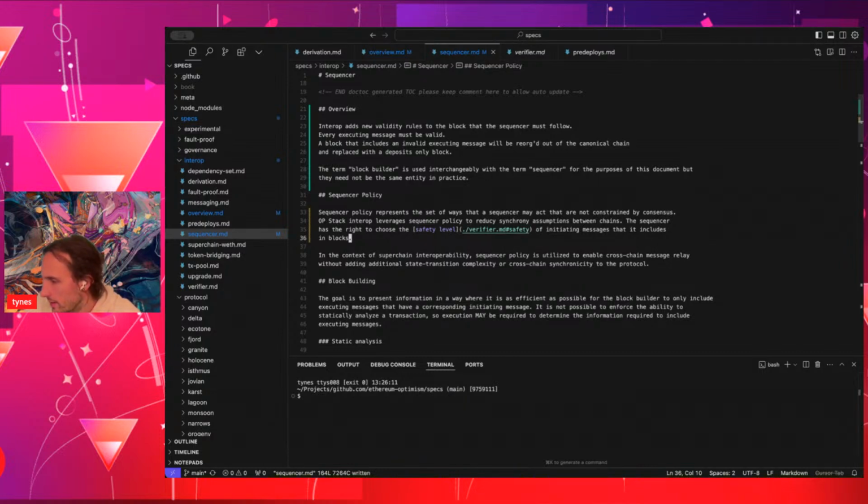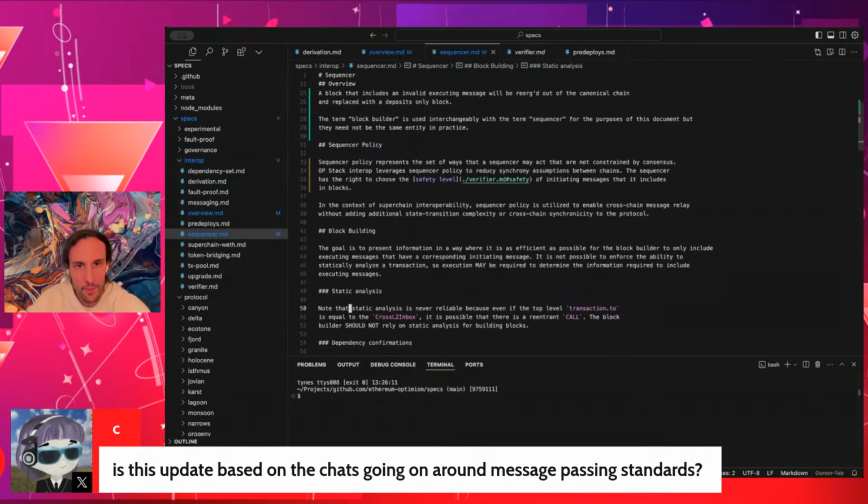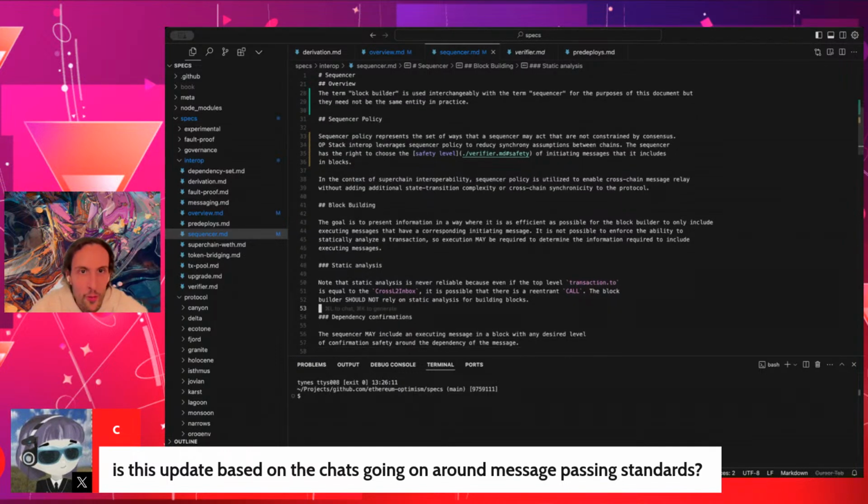Is this update based on the chats going on around message passing standards? Yeah, good question. I think so. I mean, the specs need polishing. I'm here to polish the specs. We've learned a lot in the year since we've been working on this. It's way too big of a release. Oh my God. I thought we were never going to wait a whole year before releasing something ever again since Bedrock, but here we are doing a project that's taken a year to release. Oh, blockchains.